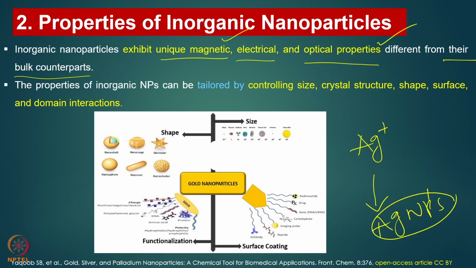The properties of inorganic nanoparticles can be tailored by controlling the size, the structure and the shape, the surface and the domain interaction. We have already discussed this in our previous slides. We can also modify the surface by using various systems. You can see here there are so many molecules listed, with which you can modify the surface of the nano systems. Here is one example, gold nanoparticles, where you can modify the surface coating.